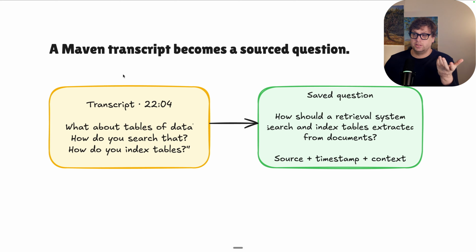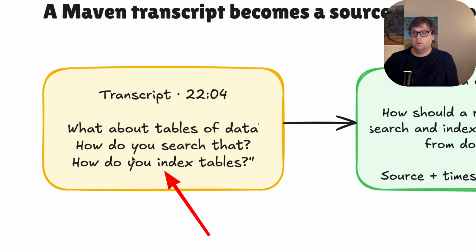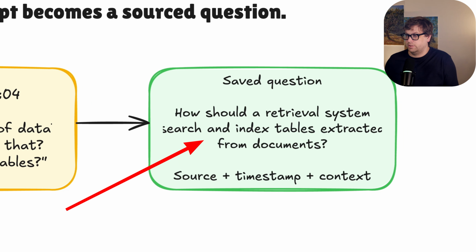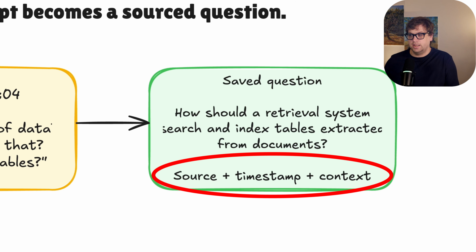So the Maven transcript, it was one of the first sources, and I take a talk, maybe it's on retrieval, and I get this transcript, and at the end there's often a Q&A. And so in this Q&A, someone might say, what about tables of data? How do you search that? How do you index tables? And I'm going to save that exact snippet, but I'm also going to save a question. How should a retrieval system search and index tables extracted from documents? And so the source, the context, and the timestamp are all saved together.